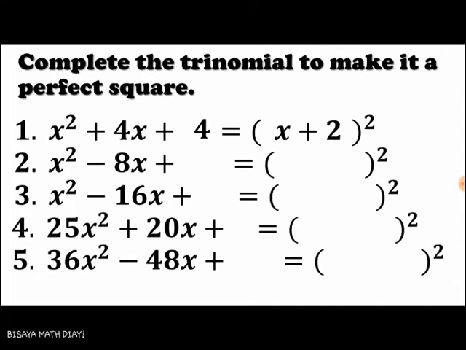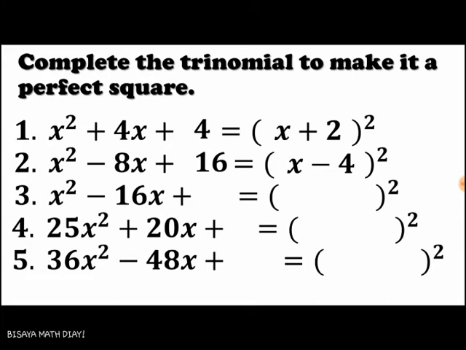Let's have number 2. X squared minus 8x plus. Now, 8 divided by 2, that's 4. And then 4 divided by the square root of 1, and so that's 4. And then square 4, that will give you 16. So you get x squared, and then you have minus. Why is it minus? Because the middle term of the trinomial is minus.